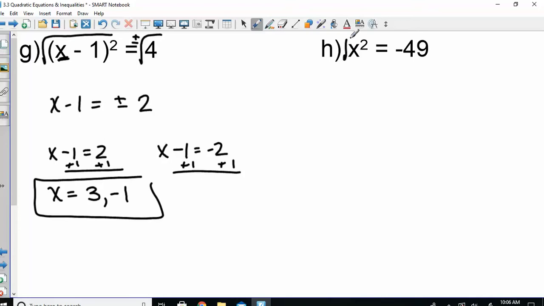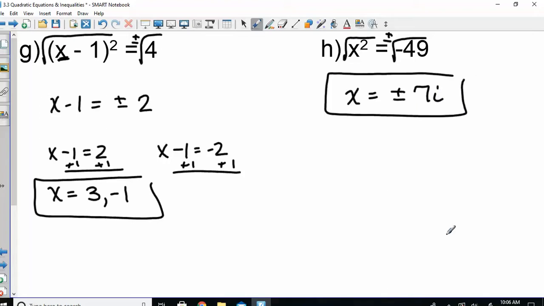This one, to get rid of a square, we square root. With that, we need plus and minus. So x equals positive or negative. What is the square root of negative 49? 7i, because of that negative. So we can have i show up here. Is that okay?